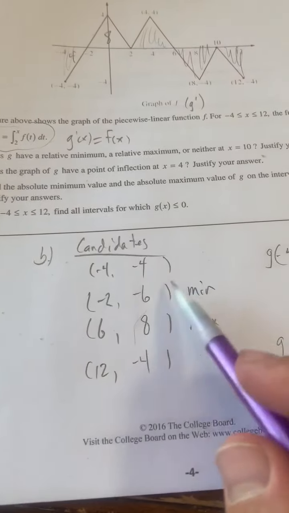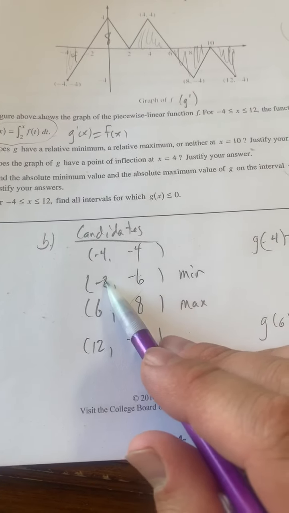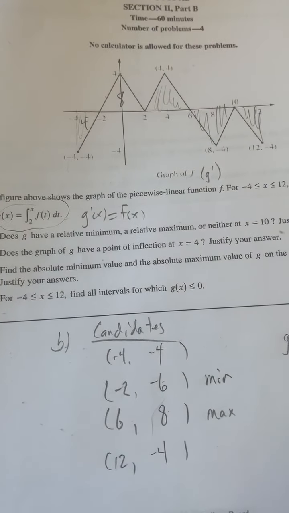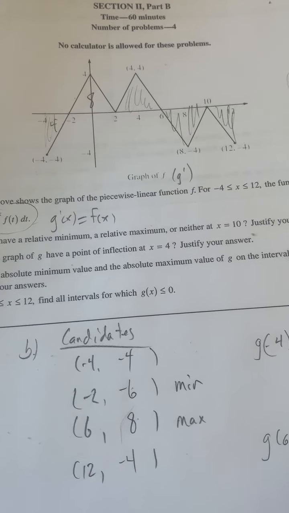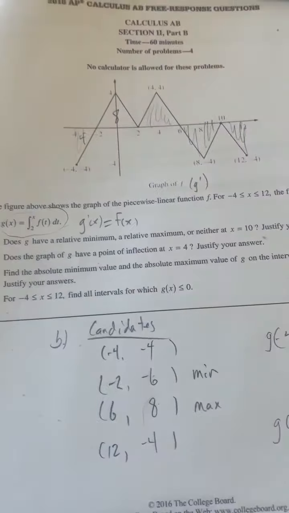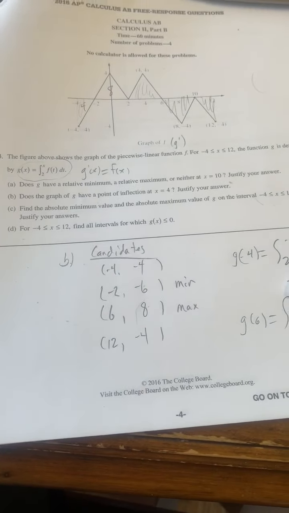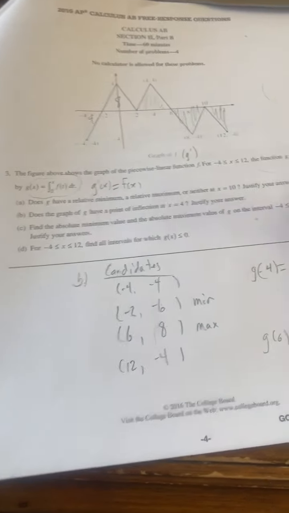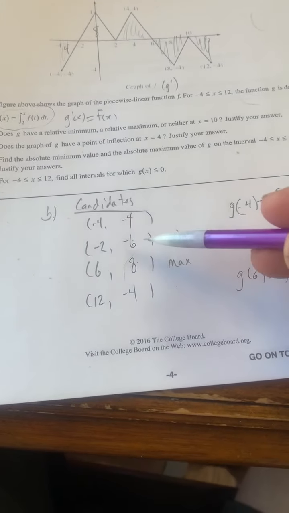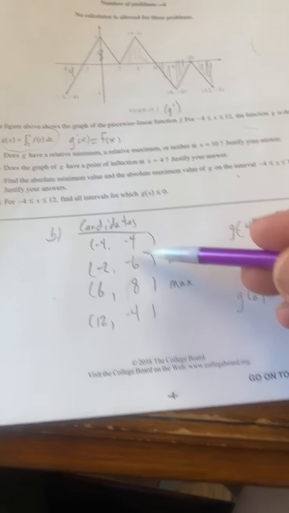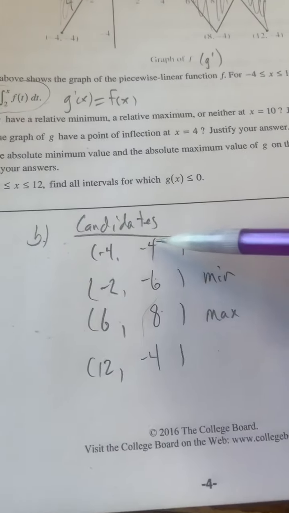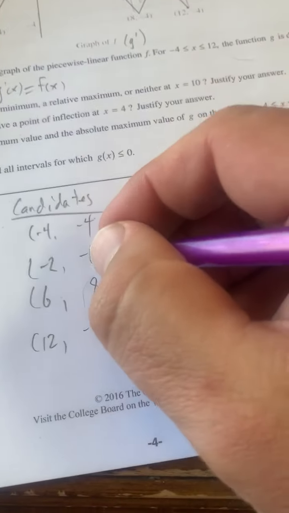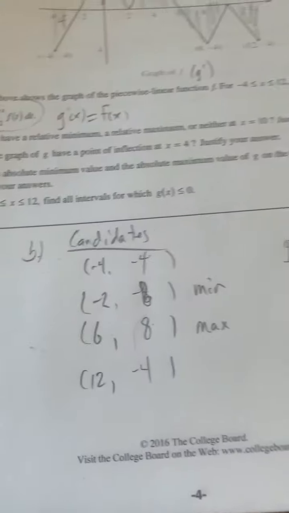Okay, so I have an absolute minimum of negative 6 at x equals negative 2, and an absolute max of 8 at x equals 6. I know those are the ones because those are all my candidates, and those are the biggest y value and smallest y value. Oh, sorry, I did mess up here. g of negative 4 was negative 4, and that takes me down 4. So this should have been a negative 8, not a negative 6. Sorry.